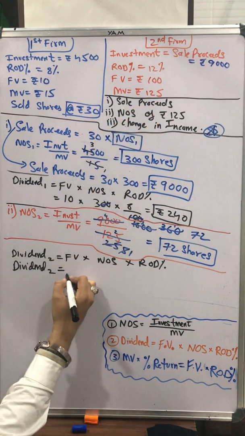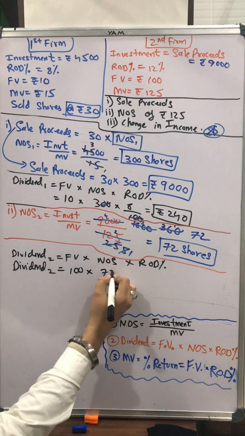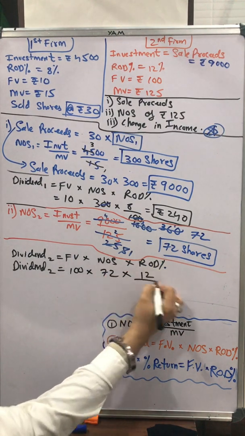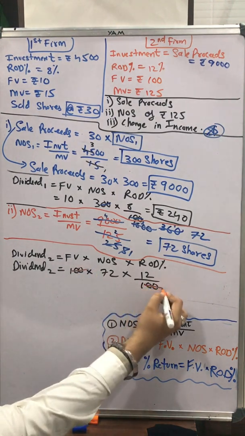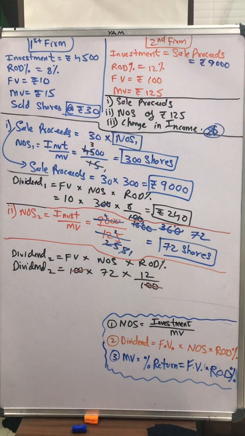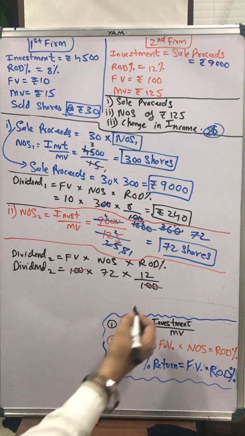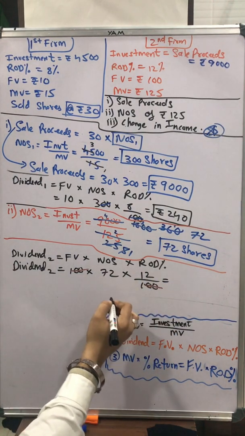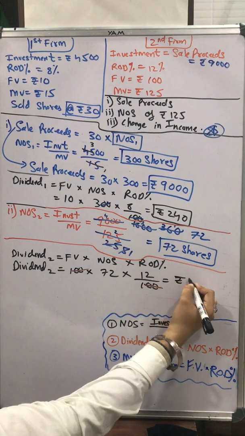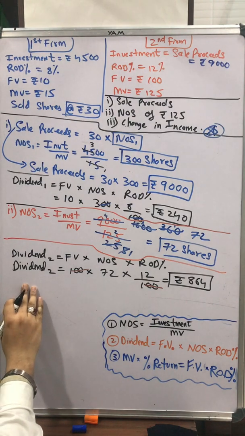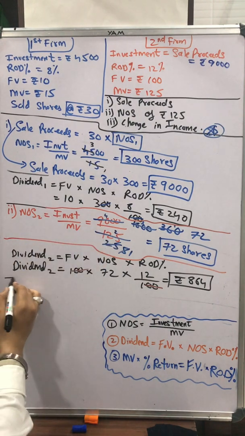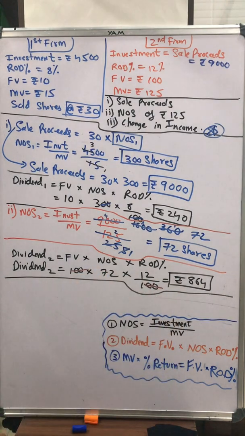Face value 100. Number of shares 72. Rate of dividend 12 given to us upon 100. Now I can say these two zeros go off, and we need to do the multiplication of 72 with 12. So 72 multiplied by 12 is 864 rupees. This is the dividend he received from the second firm.